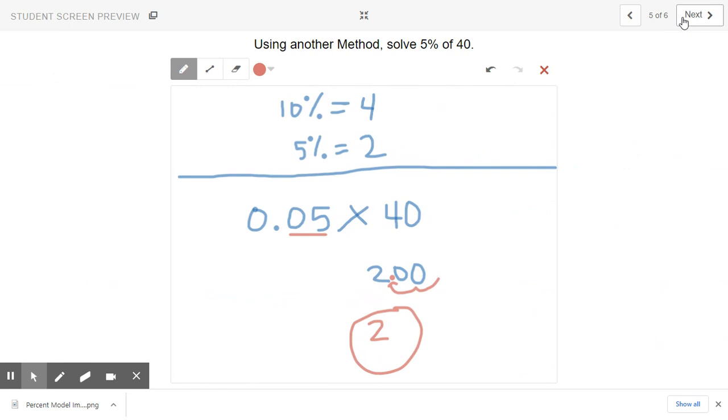Using another method, solve 5% of 40. So if I know 10% equals 4, then 5% would be half of that, which is 2. You can also change this to a decimal. 5% is 0.05 times 40. 5 times 40 is 200. Move the decimal 2 to the left. The answer is 2.